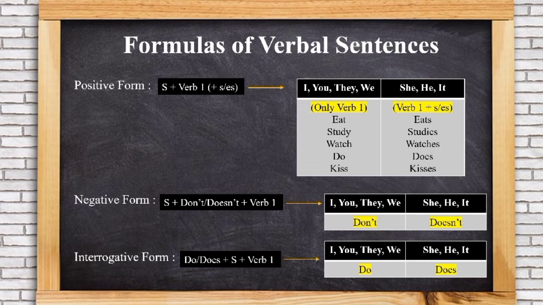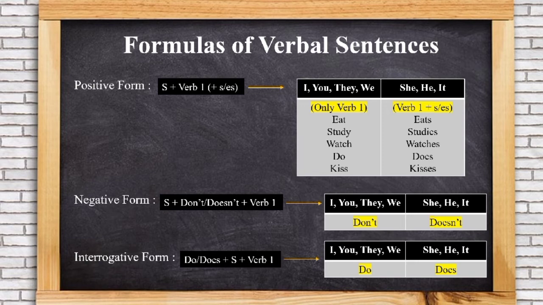The next one is negative formula. The negative formula is subject plus don't or doesn't plus verb 1. If the subject is I, you, they, or we, the negative marker that used is don't. And if the subject is she, he, or it, so the negative marker that used is doesn't.